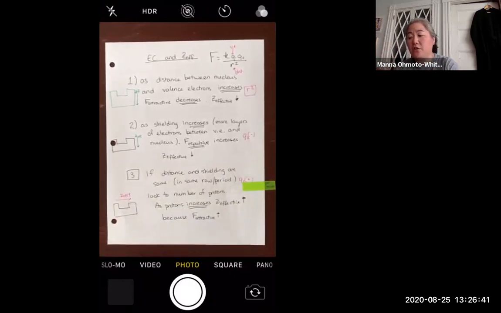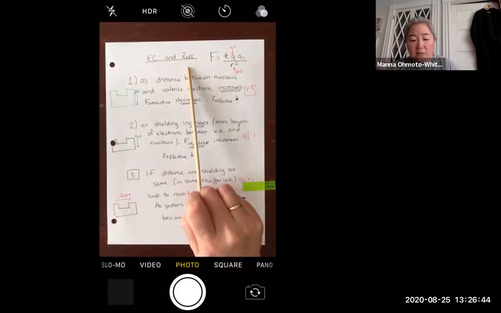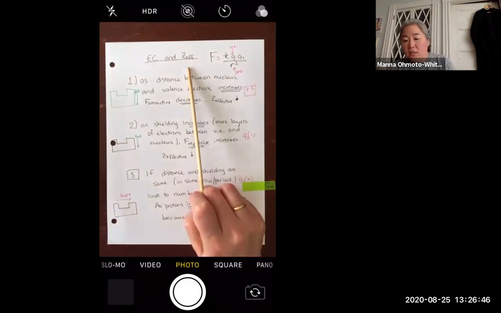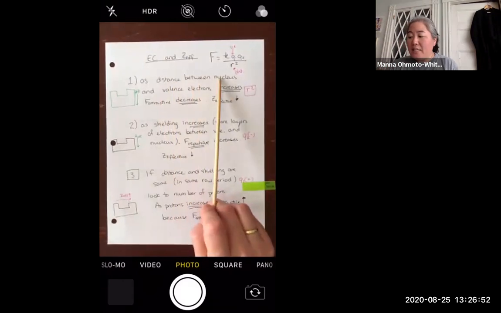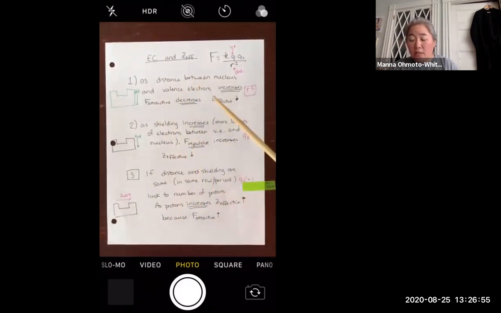So there are three factors that have an impact on Z effective. Z effective is F attractive minus F repulsive. As the distance between the nucleus and the valence electrons increases, F attractive decreases, right? The electrons are getting farther away from the nucleus, and because it's a squared effect, the force of attraction will decrease exponentially. Similarly, as I have more layers of electrons between the valence electrons and the nucleus, the F repulsive also increases, and as a result, Z effective decreases.